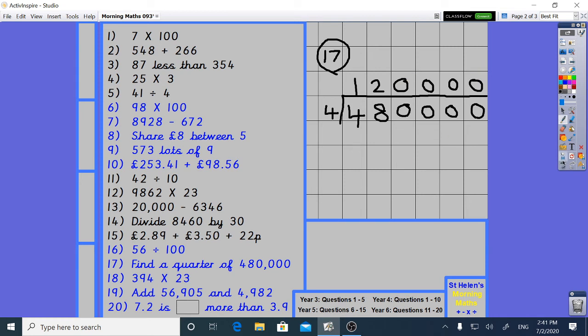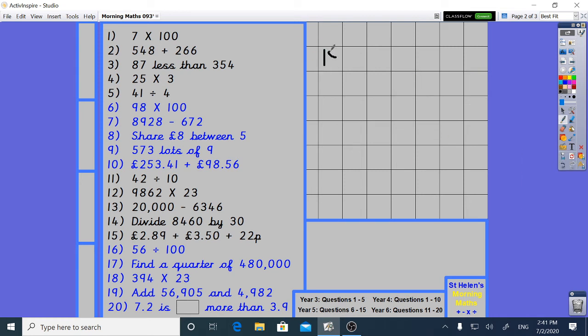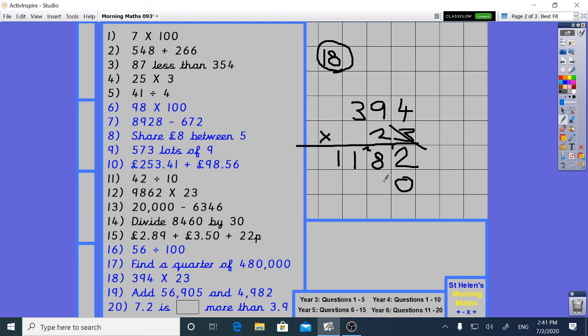Question 18, long multiplication, so we better get going. Long multiplication, 394 times 23. 3 times everything first. 3 times 4, 12. 3 times 9, 27. Plus 1, 28. 3 times 3, 9. Plus 2, 11. Cross out that one. Place a 0. 2 times 4, 8. 2 times 9, 18. 2 times 3, 6. Plus 1, 7.